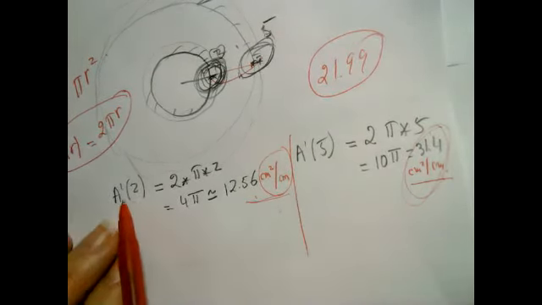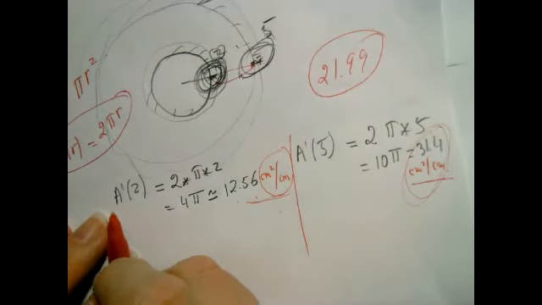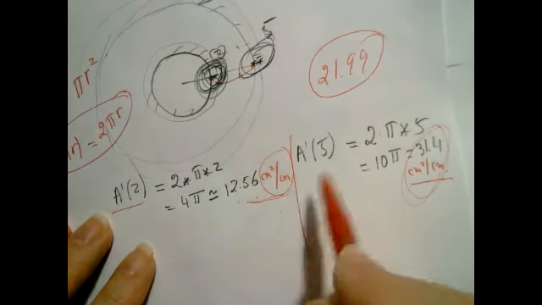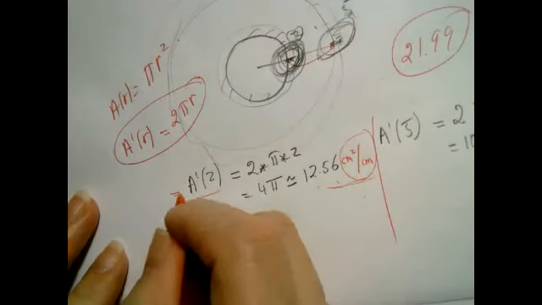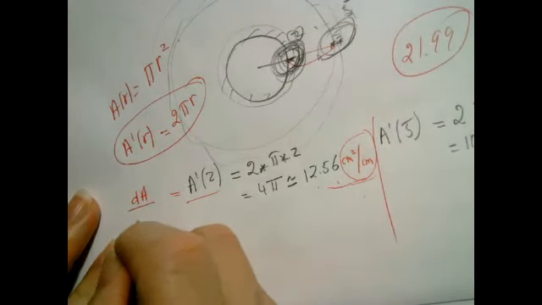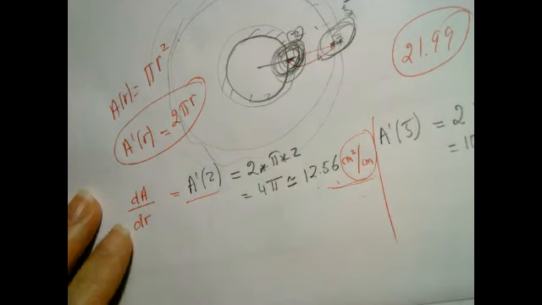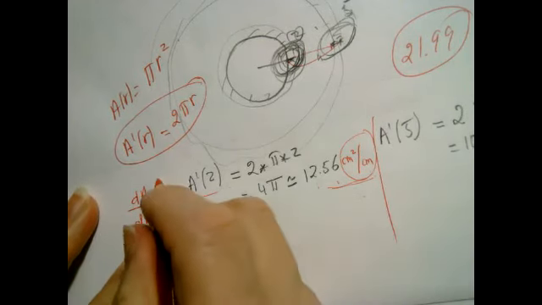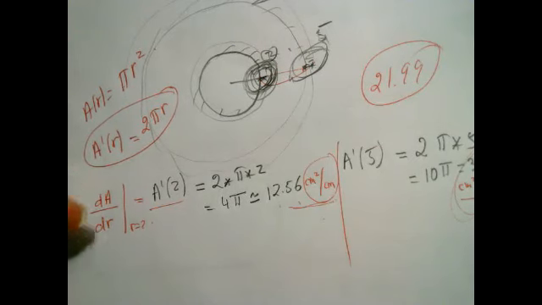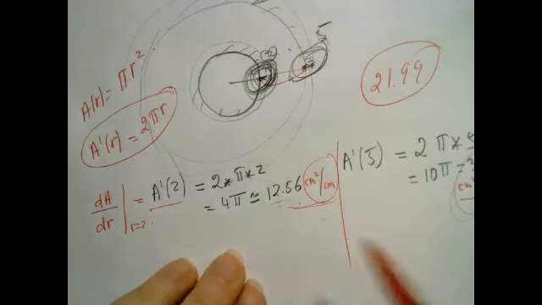So what the derivative really gives me is how fast the area changes with respect to radius. So the notation for the derivative will be dA over dr, how fast the area changes with respect to the radius, and this is here at r equal to 2. So how fast area changes with radius.